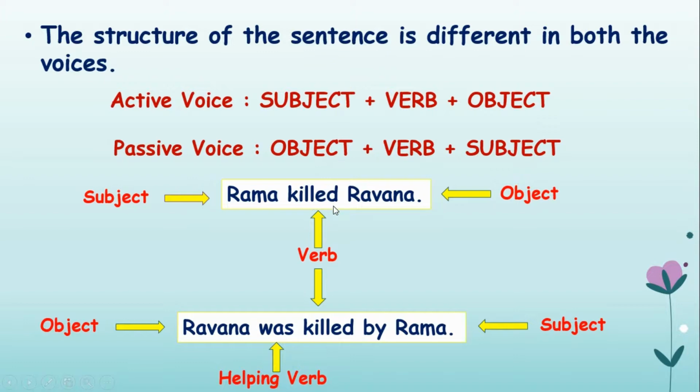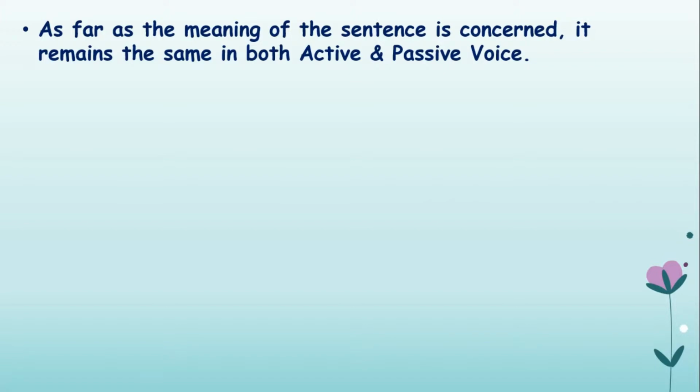And here, Rama killed Ravana. Killed is a past tense verb. Here, was killed. This killed is a past participle, that is V3. As far as the meaning of the sentence is concerned, it remains the same in both active and passive voice. Meaning doesn't change at all.